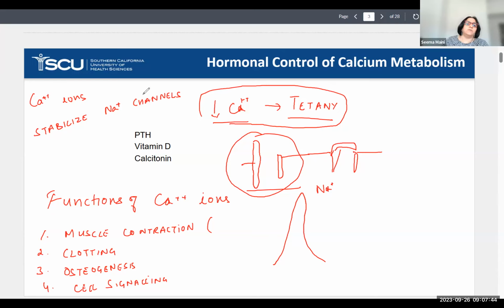So the right explanation for hypocalcemic tetany is that calcium ions play a very important role in stabilization of sodium channels. And in the deficiency of calcium ions, sodium channels become uncontrolled and unregulated, and there are depolarizations and muscle contractions and twitchings, sometimes sustained muscle contraction over longer periods of time. Make sense?